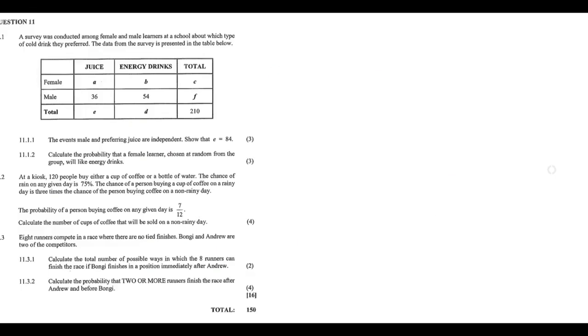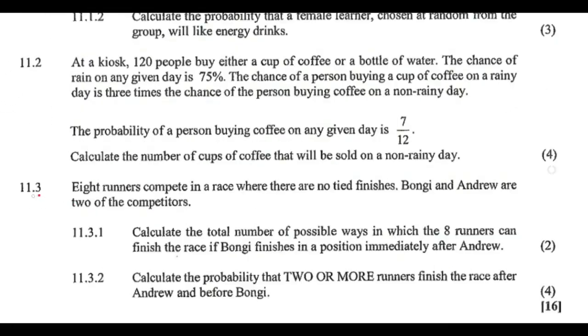Now moving forward, question 11.3. 8 runners compete in a race where there are no tied finishes. Bongi and Andrew are two of the competitors. First question: calculate the total number of possible ways in which the 8 runners can finish the race if Bongi finishes in a position immediately after Andrew.